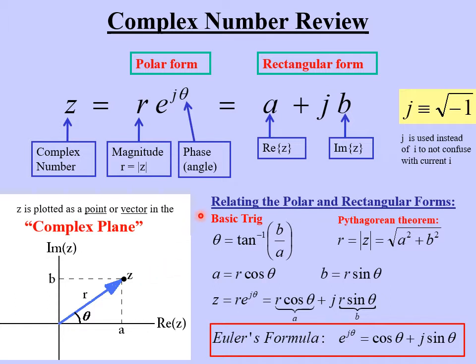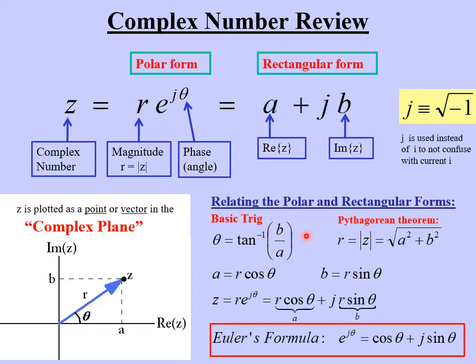And going further, we can relate the polar and rectangular forms by using basic trig. Trigonometry, notice this is a right triangle here, allows us to express r, theta, a, and b in terms of each other. So for example, this angle here, you remember from trig or math class, is the inverse tangent of the opposite side, which is b. This height here is b, and this length down here is a. So theta is the inverse tangent of b over a. This is a relationship between theta and a and b.